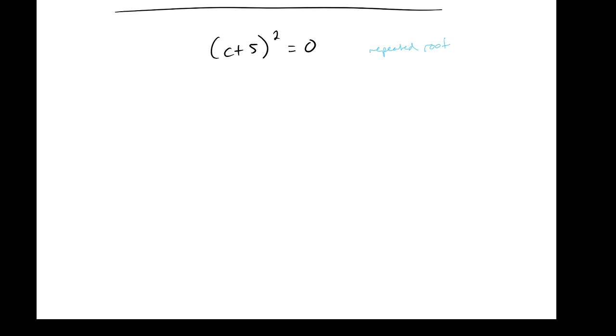right? Because what we have here is the following. This is really c plus 5 times c plus 5, okay? Now, this is a binomial square, which we just worked on in the last lesson. And of course, we have a method to get the outcome of that binomial multiplication. But let's remember what exactly this means. So we have c plus 5 equal to 0 and c plus 5 equal to 0.